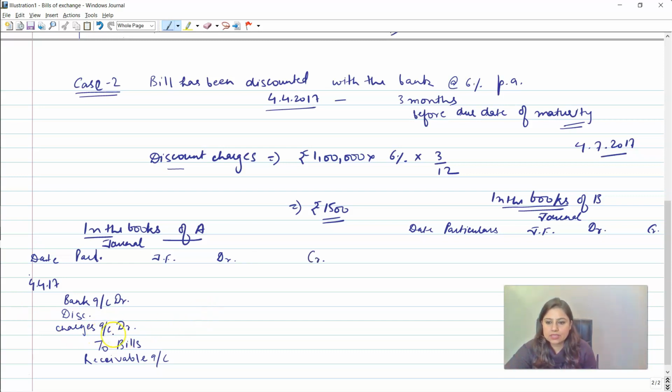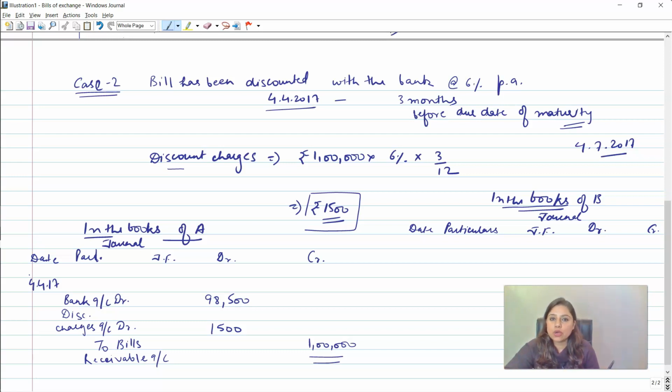So here the discount charges that we have calculated would be debited. So this would be 1,500, right? And 1 lakh minus 1,500, that is 98,500, would be the payment that the bank would be providing to the drawer after subtracting the discount charges, and the total amount, that is 1 lakh, gets credited, and the bills receivable account will thus be settled like this on the discounting of a bill of exchange through bank. So this is the adjustment entry that would be passed on 4th of April.